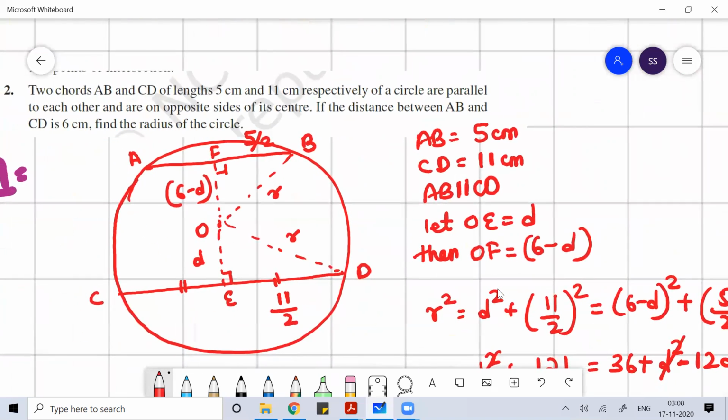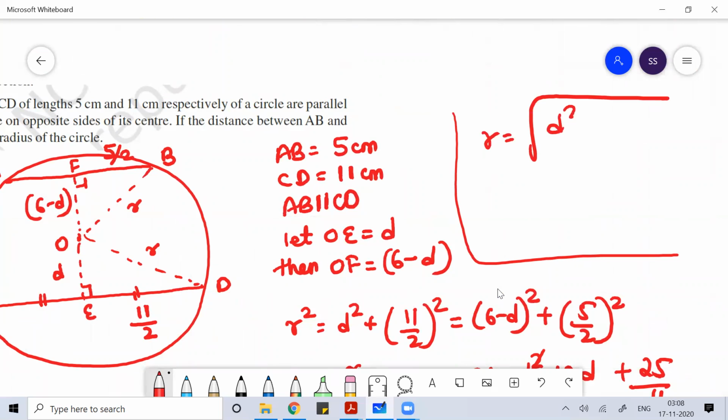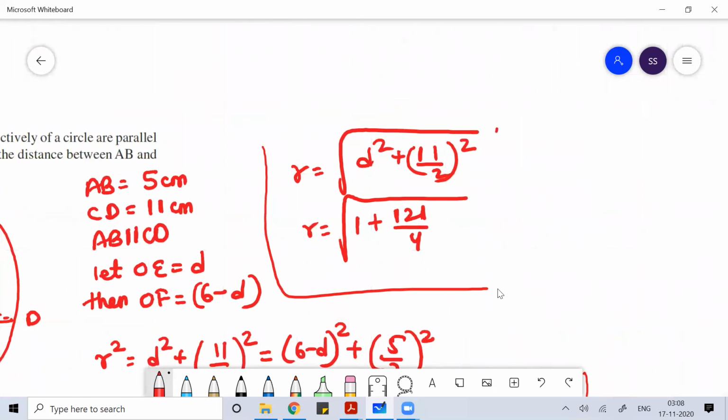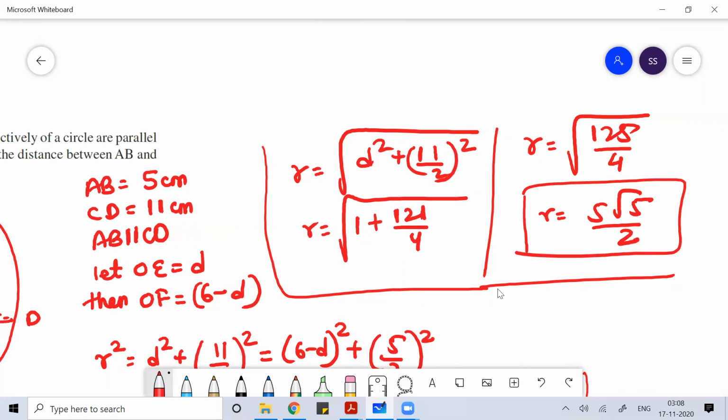Now they're asking the radius. So what is the radius? So what is R? The R value is the square root of D square plus 11 by 2 whole square. So D is 1, 1 plus 121 by 4. So the value of R is root of 125 by 4. So the value of R is 5 root 5 by 2. This is the value of R, 5 root 5 by 2.